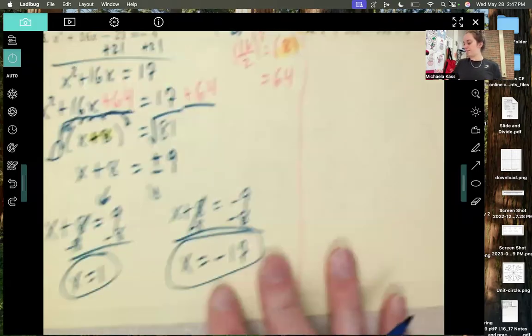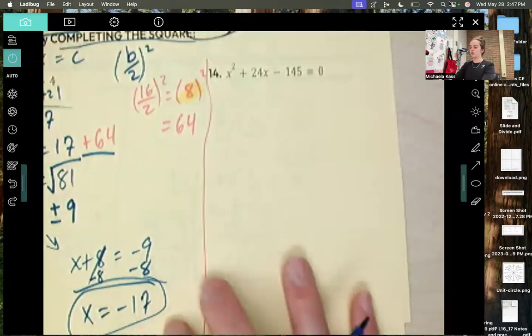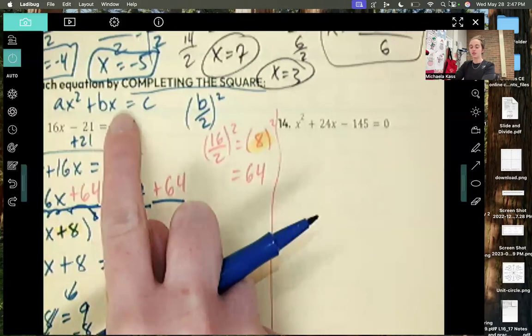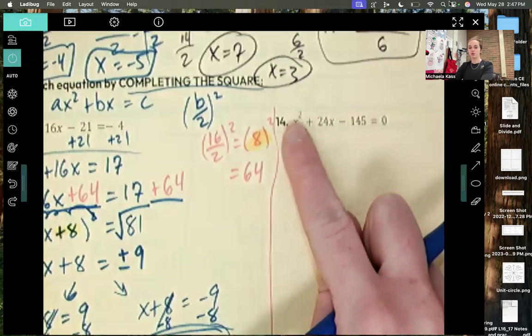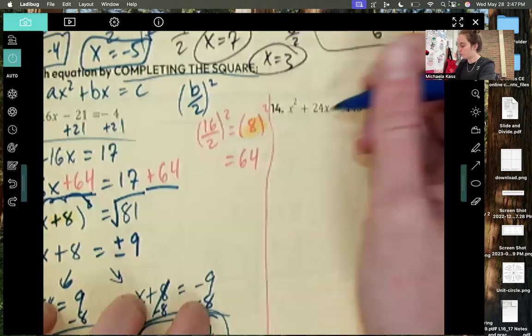All right, let's try it again. Number 14. Again, completing the square, first step, it has to look like this. It doesn't, right? Ax squared plus bx, my c term's here, we need to move it. So I'm going to move it over first.